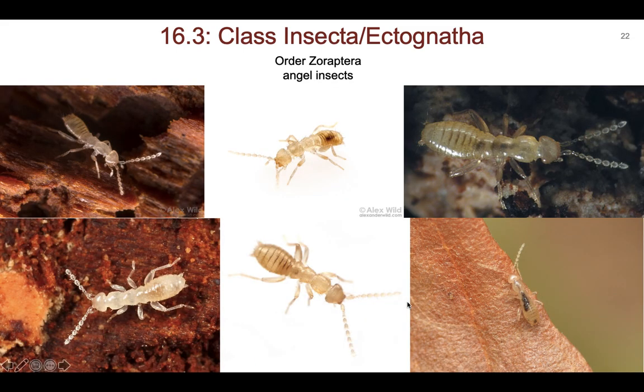Then we have the Zoroptera. They don't really have a common name, but these are called angel insects. They live in dead wood, leaf litter, soil. They're very transparent and hard to find, and they kind of look like diplurans, except diplurans have those cerci. So if you find a little cutie like this with bead-like antennae, you can tell if it's a dipluran or a Zoropteran by whether or not it has cerci at the end of its abdomen.